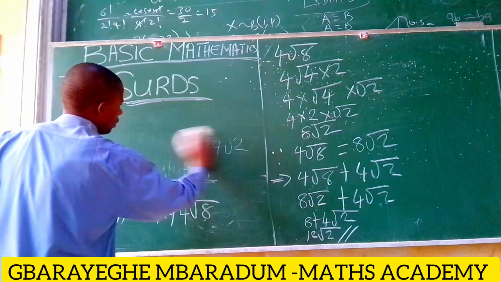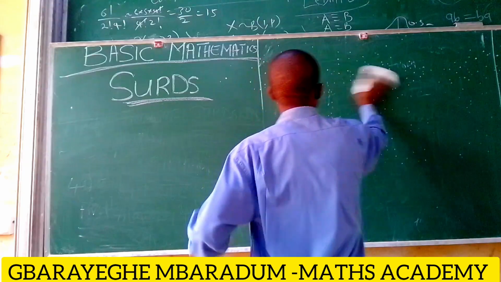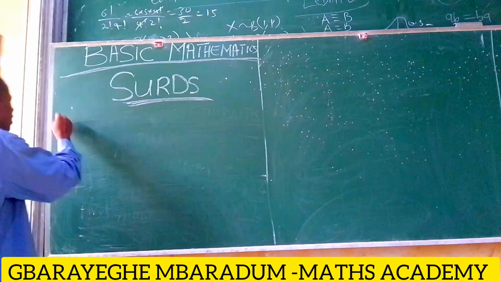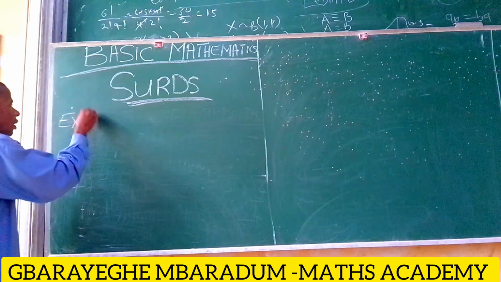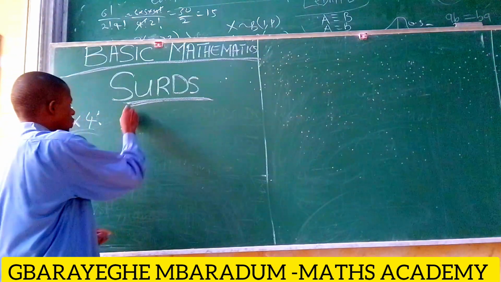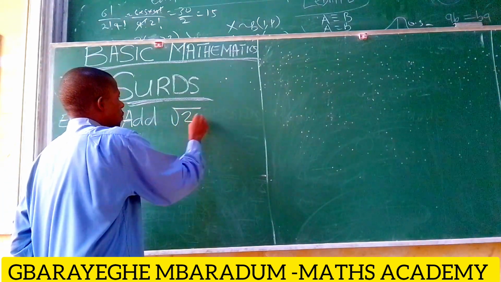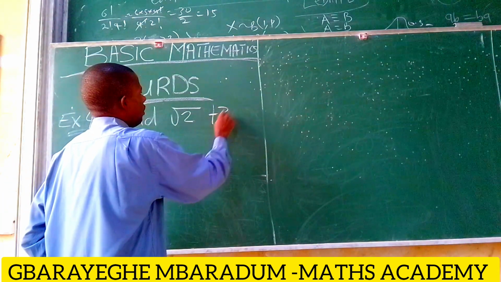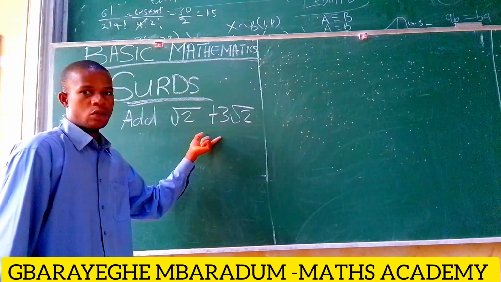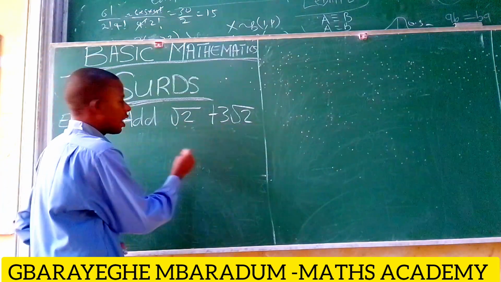Now let's look at the next thing, which is subtraction of surds. Before you look at subtraction of surds, let me just add one example, Example 4, because this one is very important, on the addition of surds. They say you should add root 2 plus 3 root 2. Because some students will be confused about this kind of question, let me add it to the examples of addition of surds. Once we are able to add these surds together, let's continue.